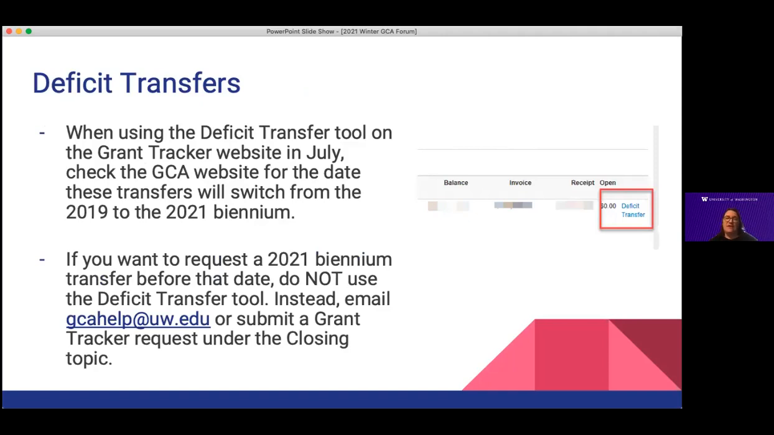Deficit transfers. Many of you, I know, use the deficit transfer tool on the Grant Tracker website. If you're doing that in July, you'll want to check our website for the date that these transfers will switch from the 2019 to the 2021 biennium, if that makes a difference in when you're covering the deficit. And if you want to request a 2021 biennium transfer before that date, don't use the deficit transfer tool. Instead, you can email GCA help or submit a Grant Tracker request under the closing topic. Next slide.